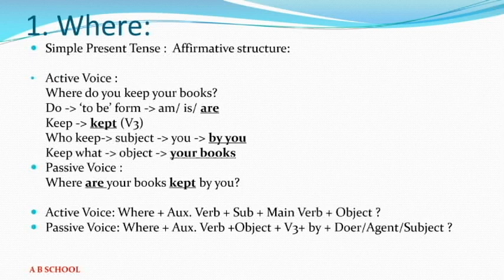Okay? Suppose you have taken some other tense like where are you keeping your books? So that is which tense? Present continuous. So their auxiliary verb would be, here in the active voice, are. Where are you keeping? Keeping is your main verb. And in the passive structure, where are your books being kept by you? Right? So the auxiliary verb in the passive voice would be are, and the main verb would be being kept. Clear? Let us move on with the next slide.